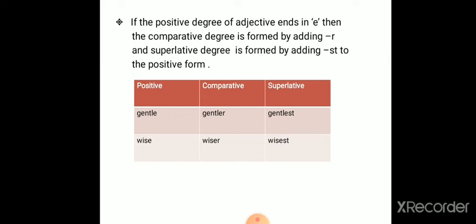So the degree will be read as positive degree gentle, comparative degree gentler, and superlative degree gentlest. Same way for wise, wiser, wisest. So you have to remember that whenever an adjective is ending with alphabet E, what we have to do? In comparative degree we have to add R, and in superlative degree we have to add ST with that word. Understood? Now the next rule.